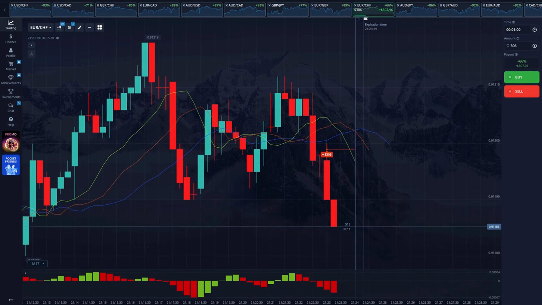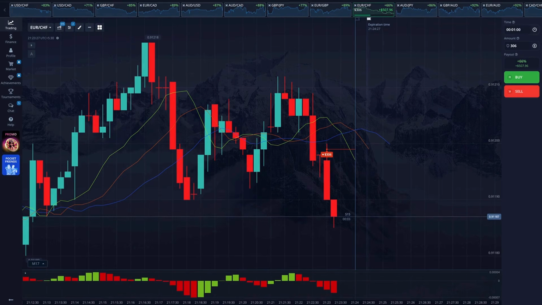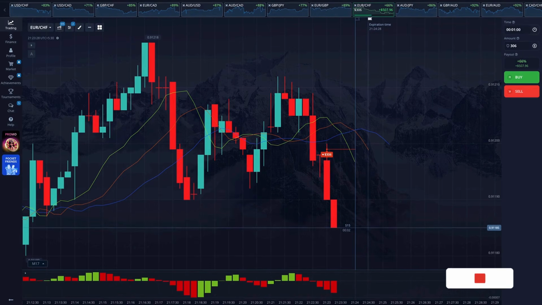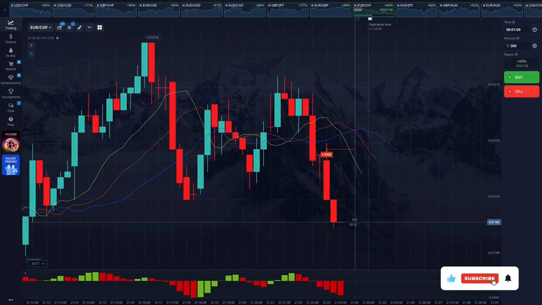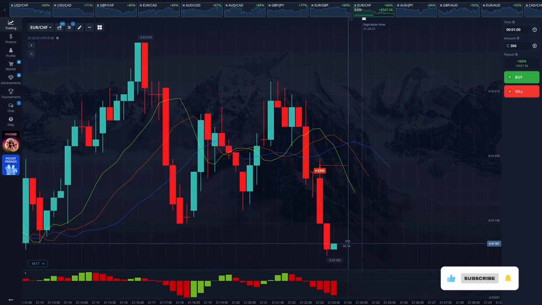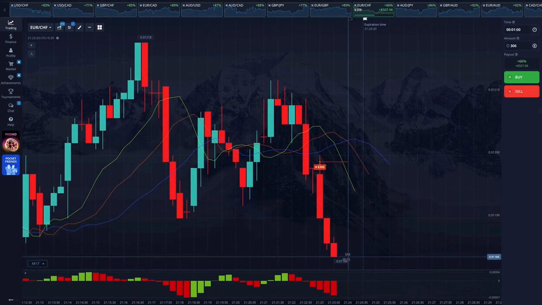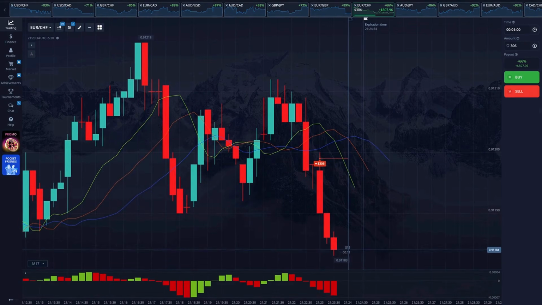But we don't just jump in blindly. We need our secret weapon to confirm. Look down at the Accelerator Oscillator. Right on cue, it printed those consecutive red bars pushing aggressively below the zero line. The momentum flipped negative before the price even fully reacted. The conditions were met perfectly, so I immediately locked in a precise 1-minute sell trade. Now watch what happens next.